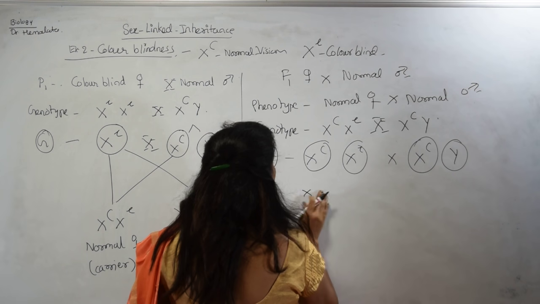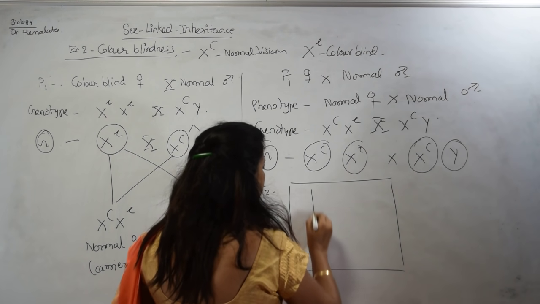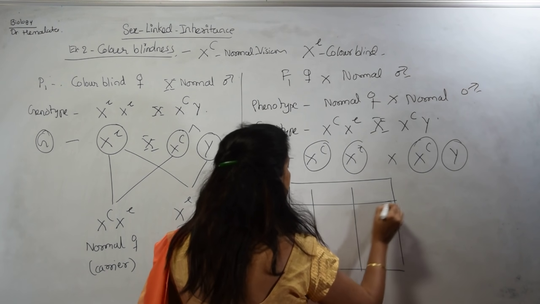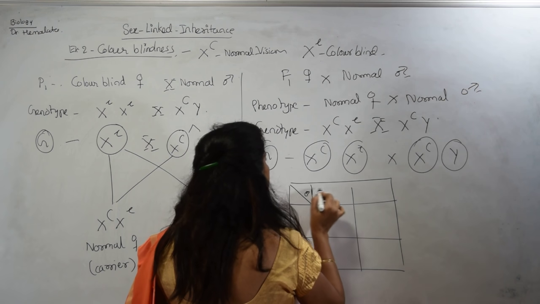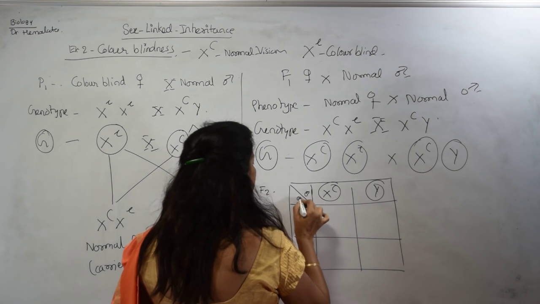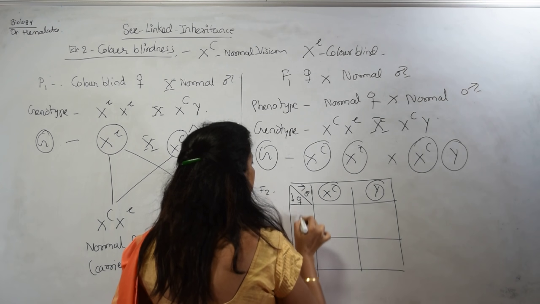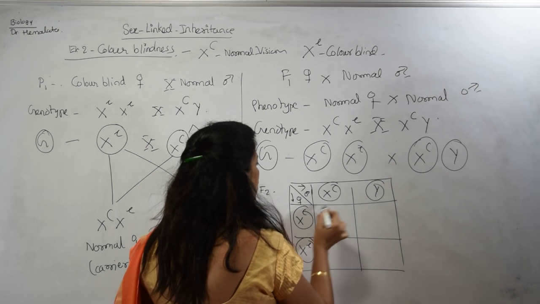First I will write the checkerboard. You write a bigger checkerboard. I don't have much place, so I am writing a smaller one. On this side, males, X capital C and Y. On this side, females, X capital C and X small c. Then cross them.